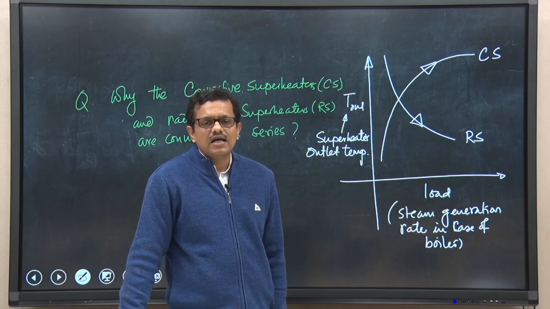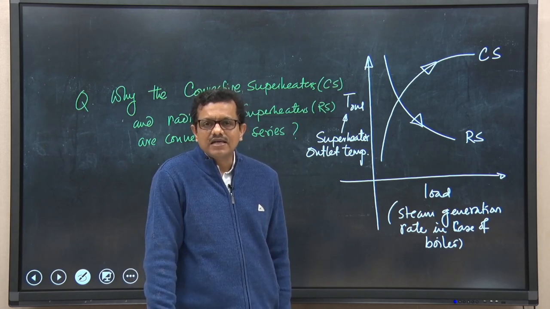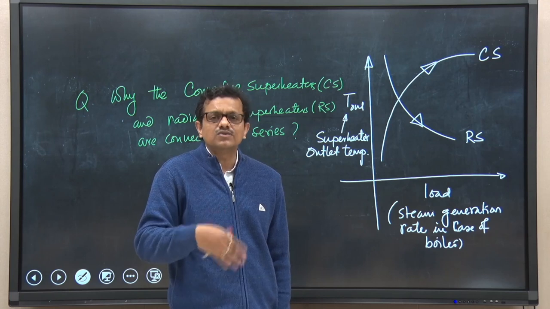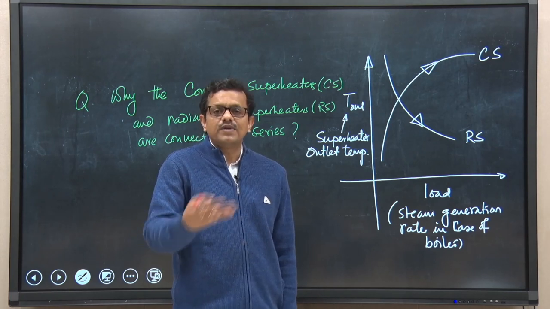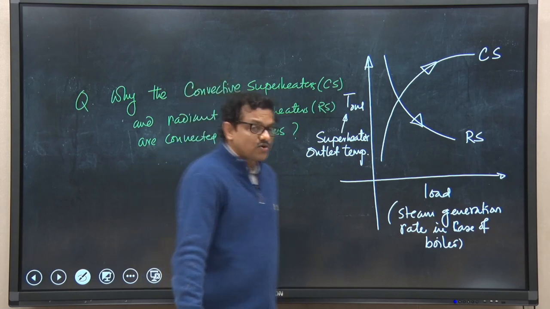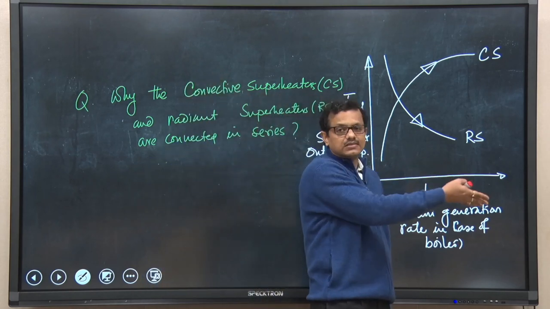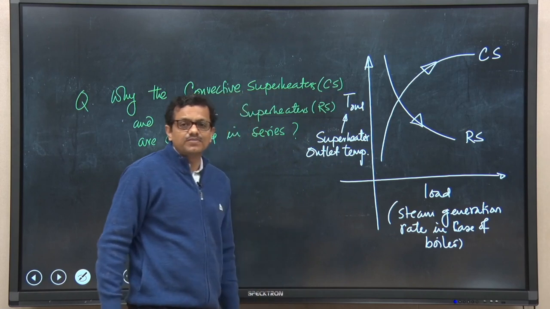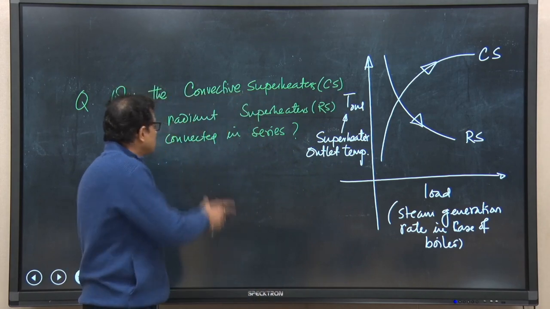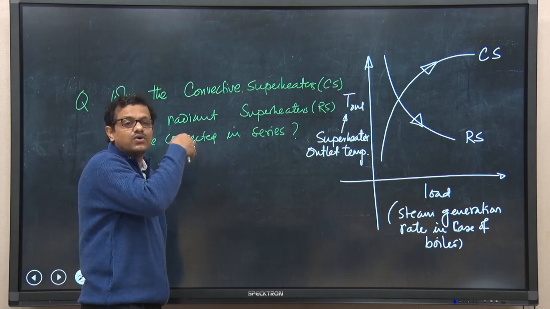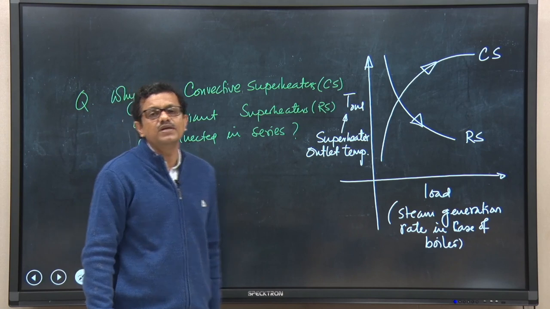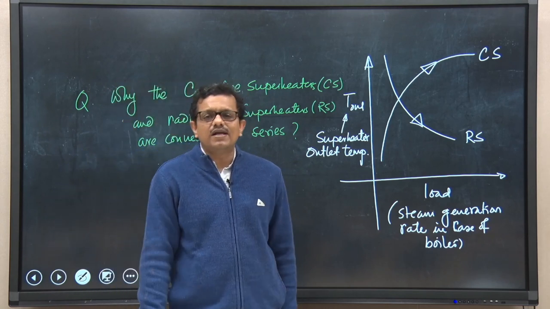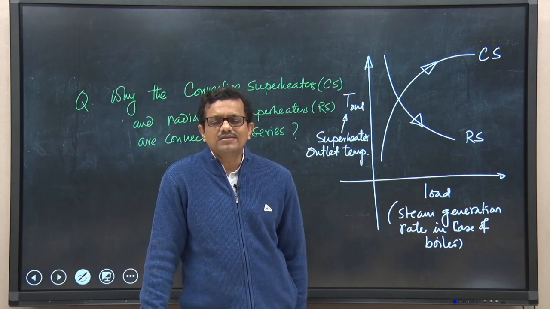So, whenever a boiler is placed in a power plant, it is very unlikely that the boiler will operate always at the design condition. Boiler needs to operate at its off design condition very often. So, the practical situation is that load will increase. If load increases, then it is because of these different characteristics of these two different types of superheaters. These two superheaters are placed in series only to ensure that the steam temperature at the exit of the boiler should be constant.